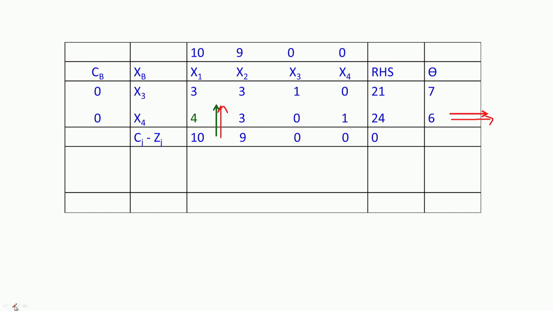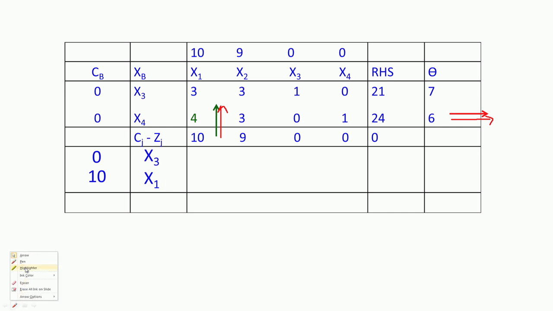So what I do next is, I write x3 and x1 as the basic variables. x1 is coming into the solution and it is replacing x4, so I am writing x3 and x1 has replaced x4 in this solution. Now as soon as I write x3 and x1, the next thing I have to do is to write the objective function coefficients of x3 and x1, so I write 0 and 10. 10 is the objective function coefficient for x1.